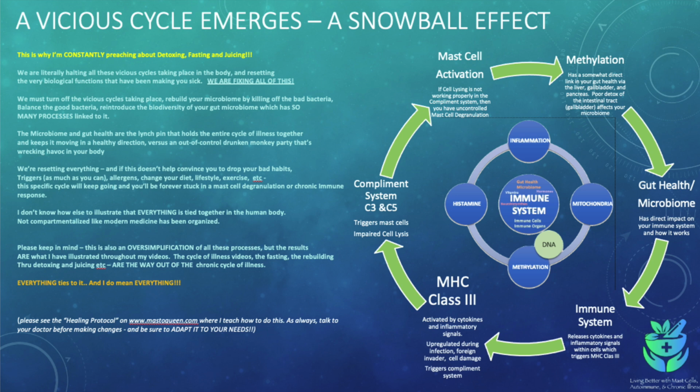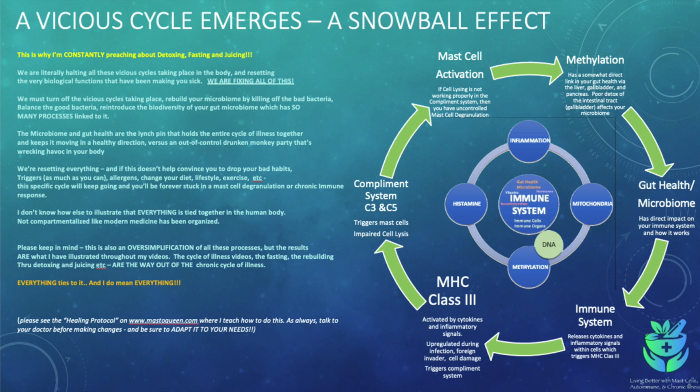We are fixing all of this to the best of our abilities within our genetic code. We have to turn off the vicious cycles taking place, rebuild the microbiome by killing off the bad bacteria, balance the good bacteria, reintroduce the biodiversity of your gut microbiome, which has so many processes linked to it. The microbiome and the gut health are the linchpin that holds the entire cycle of illness together and keeps it moving in a healthy direction, versus an out-of-control, drunken monkey party that's wreaking havoc on your body.